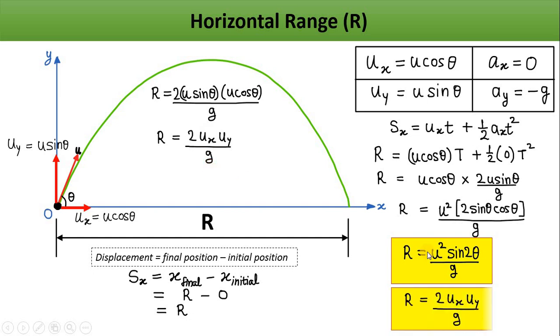Another formula. So that we list here. So two formulas. Always we have two formulas for each type of case. Okay. So range can be written as u square sin 2 theta by g or equal to 2ux uy by g. You must remember both of them. Sometimes in some questions this second format of the formula is more useful than the first one. Let's go to the next derivation.